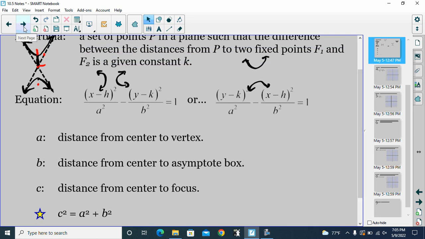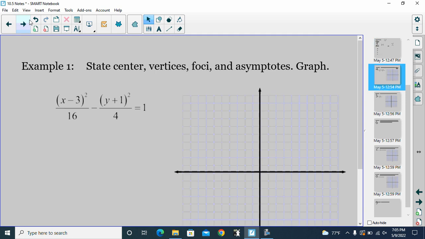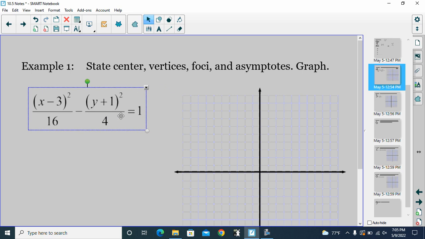All right, so let's take a look at one of these and see how to do it. This first one, we are given the equation of a hyperbola. We are asked to find the center, the vertices, the foci, and the asymptotes, as well as drawing a graph. We are given (x minus 3) squared over 16 minus (y plus 1) squared over 4 equals 1.